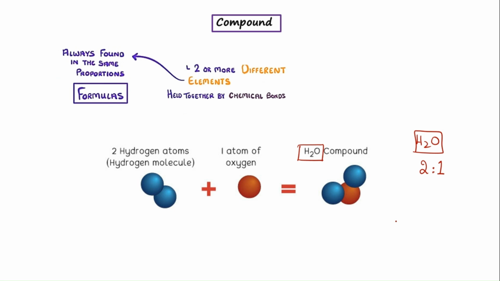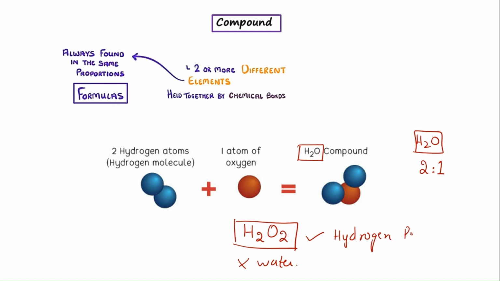Let's see if we try to change this ratio. Let's say we make it H2O2. So we make the ratio 2:2 or 1:1. Okay. Now what's that? Is that water? No, that is not water. That is hydrogen peroxide. And that is a very different compound from water. It has entirely different properties, and we cannot consider it a water molecule. So hydrogen and oxygen in water would always be present in a ratio of 2:1.